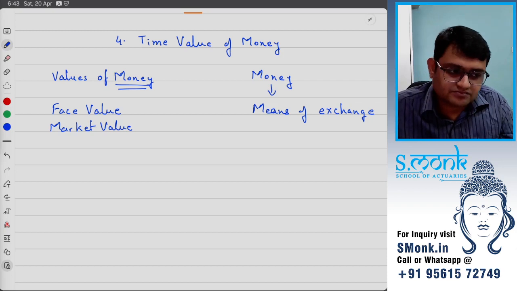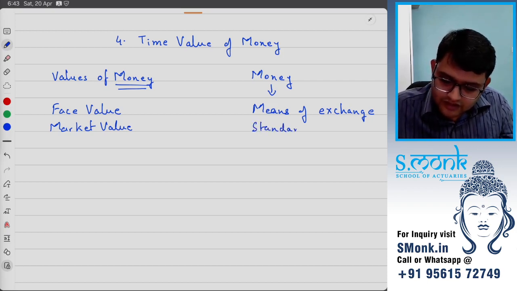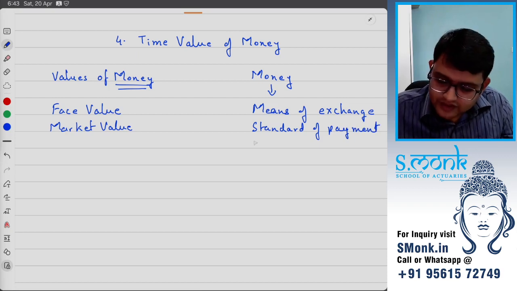A standard of payment, that is also correct. A standard of payment, good. Okay, then we have another: promissory note.